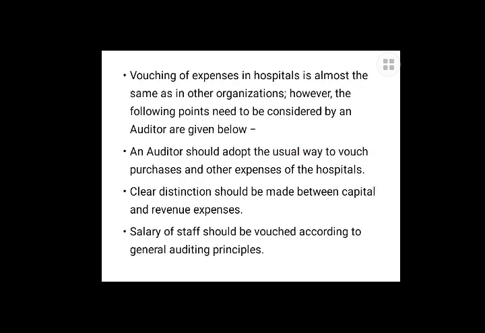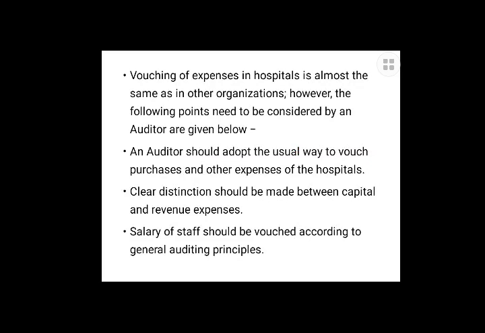So now we'll see regarding audit of expenses of hospital. Vouching of expenses in hospitals is almost the same as in other organizations. We know what is meant by vouching. Vouching means where we verify the vouchers or documentary evidences. However, the following points need to be considered by an auditor.